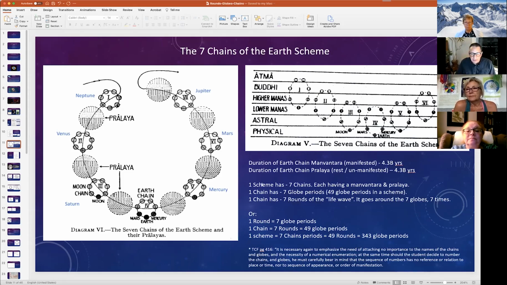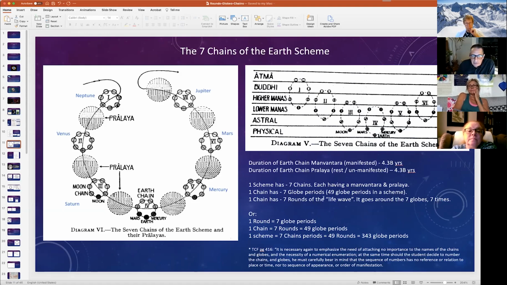So again, this is just reiterating: one scheme has seven chains. So this is the Earth scheme. Each chain has a Manvantara and a pralaya. One chain has seven globe periods. These are the seven globe periods of the Earth chain. Each of those has a Manvantara and a pralaya. There's a period of activity on the globe, and then a pralaya, and then it moves to the next globe, and then a pralaya, and then it moves to the next globe.